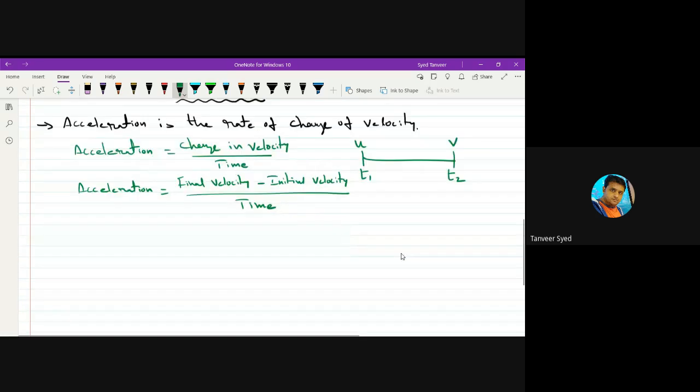Now using the symbols that we standardly use, acceleration is represented by small a, equal to final velocity, represented by small v, not capital, minus initial velocity, represented by u, divided by time, represented by t.